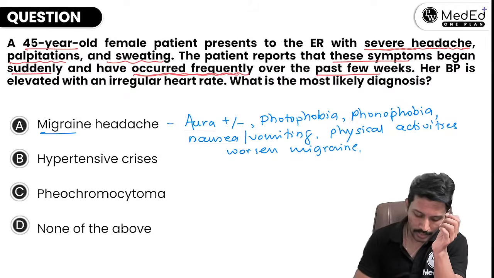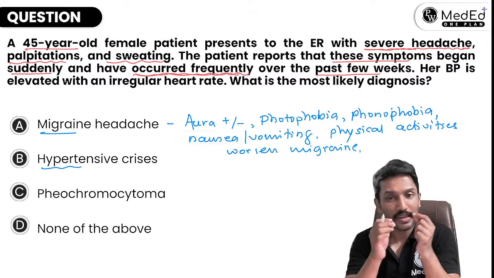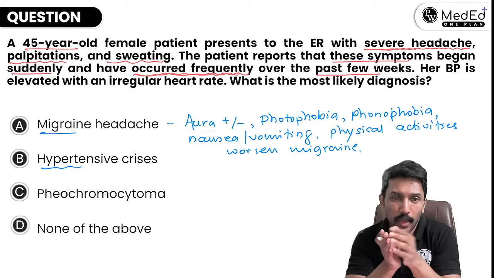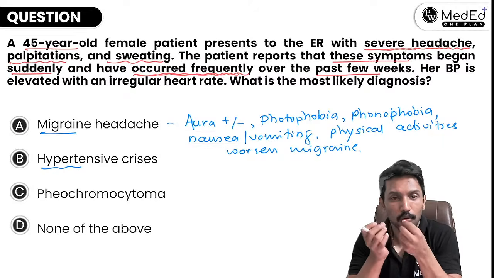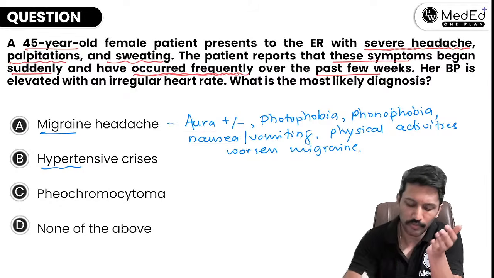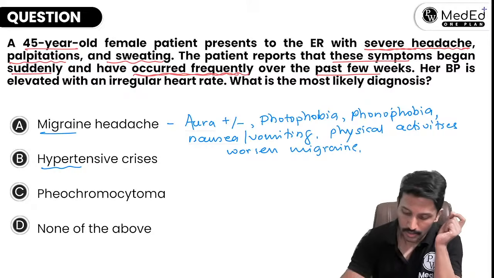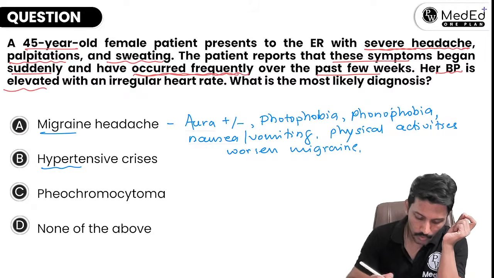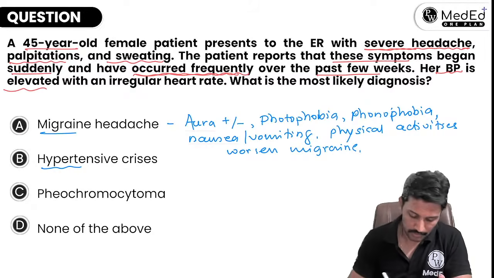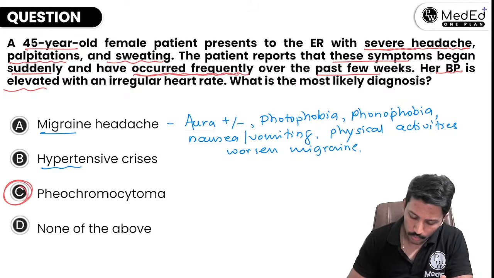Okay. Hypertensive crisis can explain headache. But to explain palpitation and sweating, I still need to think about the sympathetic nervous system. So I'm left with only one choice which can explain the occurrence of headache because of high BP and also palpitations. And what is that? Pheochromocytoma. So what is pheochromocytoma? It's an adrenal medullary tumor.